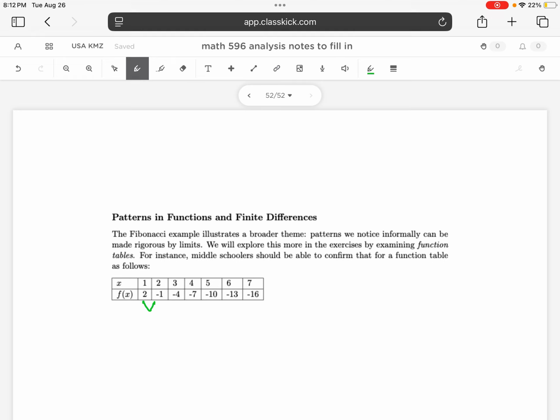So from 2 to -1, our inputs went up by 1, but our outputs went down by 3. Then it went down by 3 again, down by 3 again, right? And seeing this -3 here is enough to say that this is going to be a linear function, provided this continues in this manner, whose slope, or rate of change, is -3. But in the exercises, we're going to look at some more complicated examples and try to deduce patterns that may be useful for secondary math students, but whose explanations really lie in their limits.